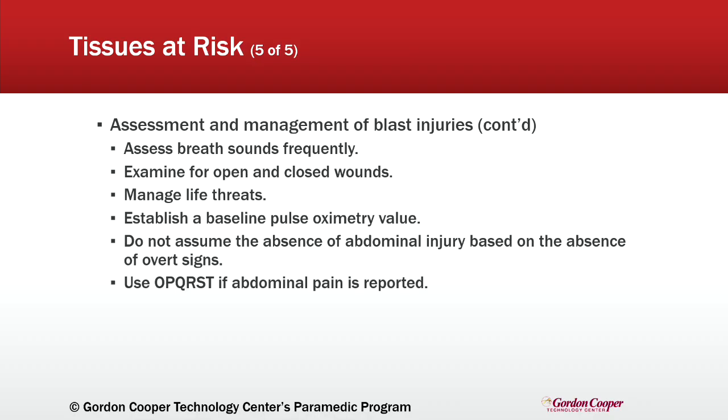Do not assume the absence of an abdominal injury even if there are no obvious signs, because they can mask them well. A lot of bleeding can occur into the peritoneal spaces and all that, and you might not be aware of an abdominal issue until it's almost too late. If the patient reports pain, use the OPQRST mnemonic to assess it. Ear injuries may cause dizziness and vomiting, which can compromise the airway.